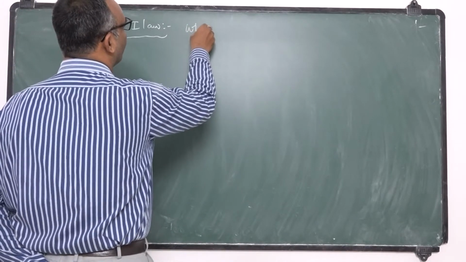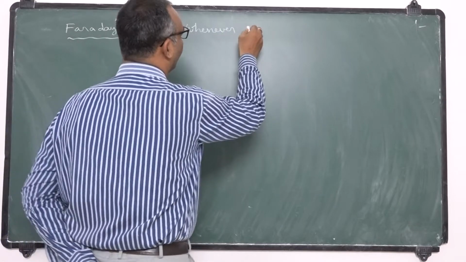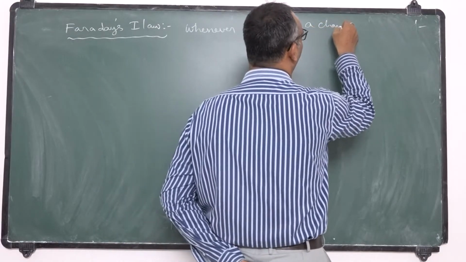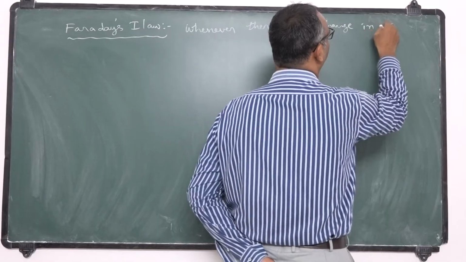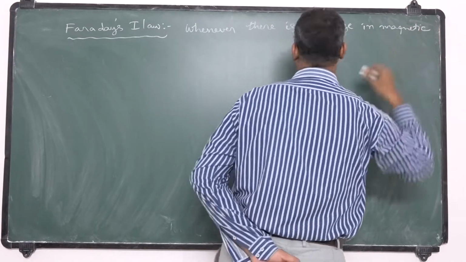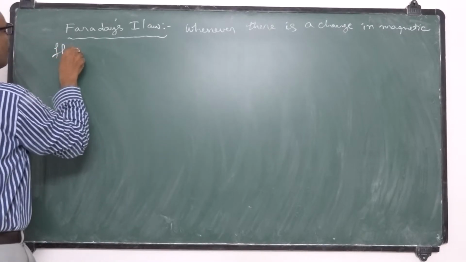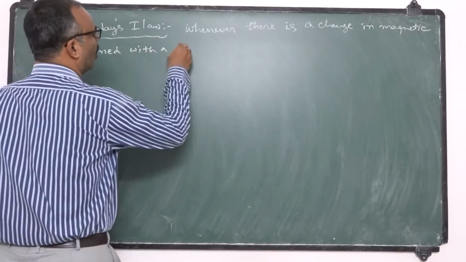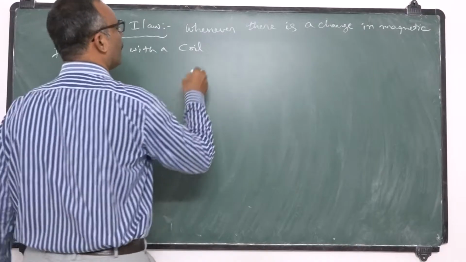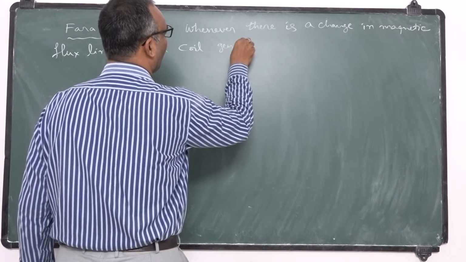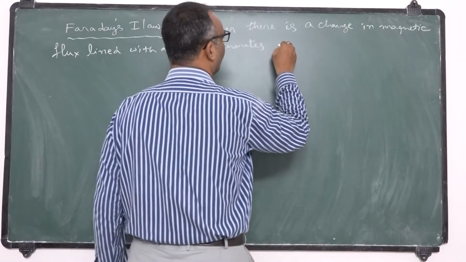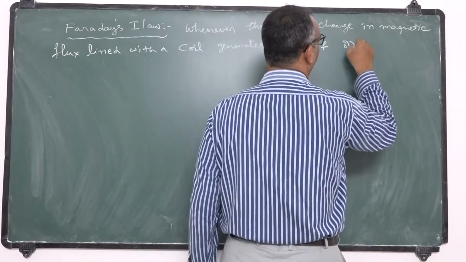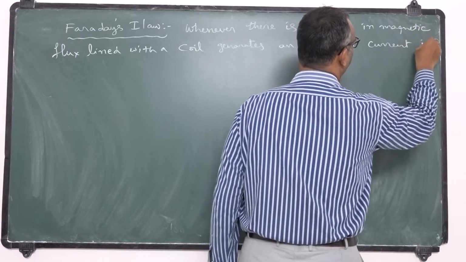So, whenever there is a change in magnetic flux linked with a coil, it generates an EMF or current in it.